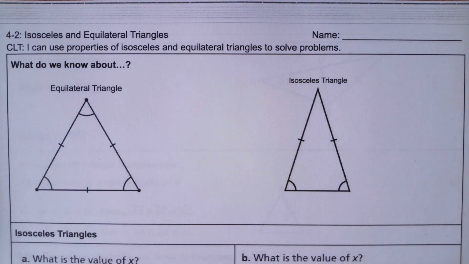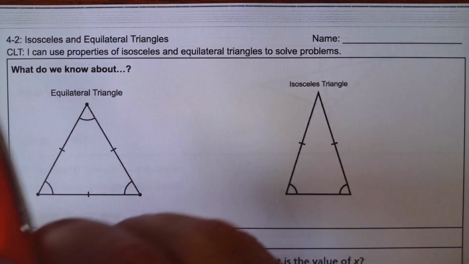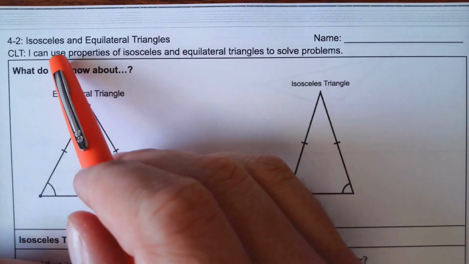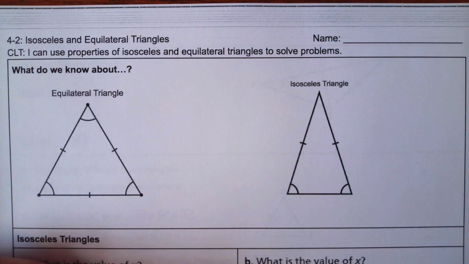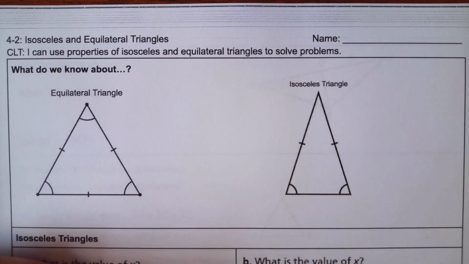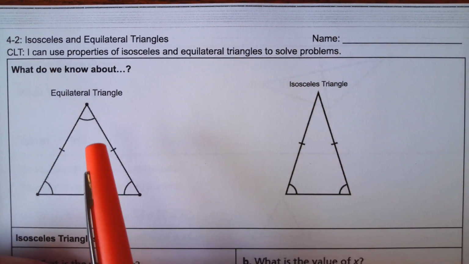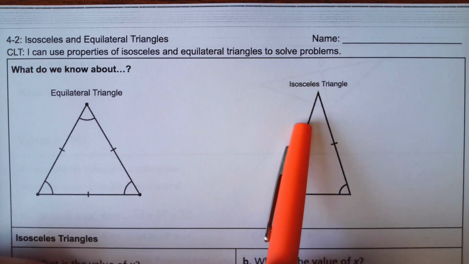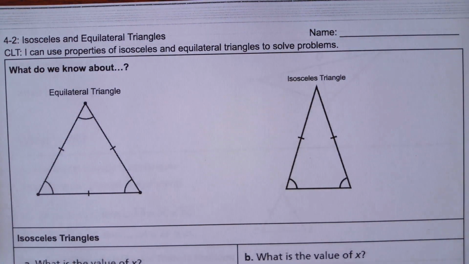Okay, we're on to lesson 2 for topic 4. We're going to talk about, still with triangles, isosceles and equilateral triangles. So the first thing I want you to do is think about an equilateral triangle and an isosceles triangle. What are some things that we know, or even some things that we may notice about these diagrams?